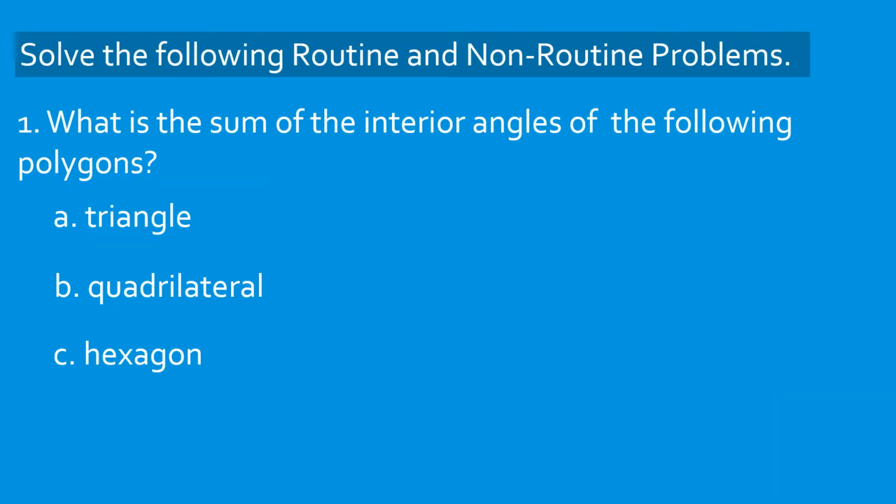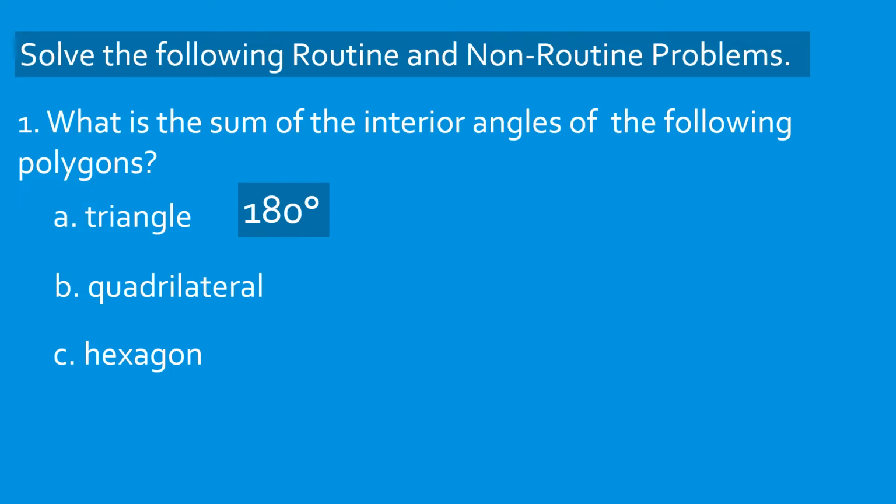Now let's solve the following problems involving polygons. So number 1 here, what is the sum of the interior angles of the following polygons? If you want to try it yourself, you can pause the video and unpause if you are ready to reveal the answers. Okay, number 1, triangle. That is 180 degrees. The sum of all the interior angles.